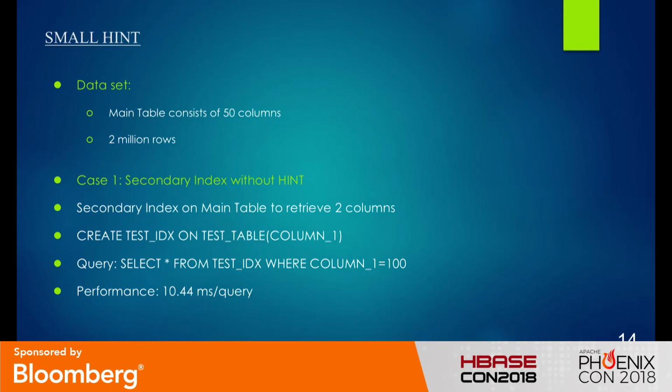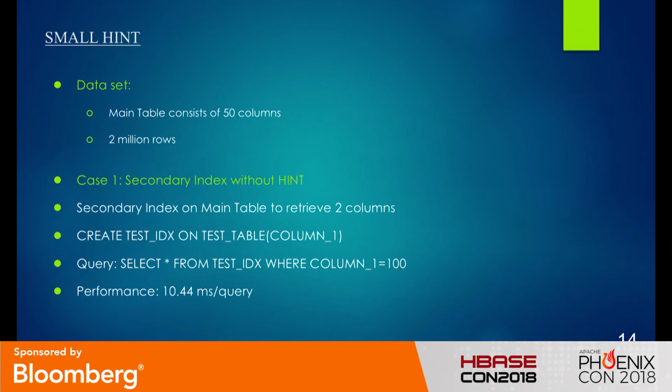We did this on a data set of 2 million records, and we had a table wherein it had 50 columns. So there are 3 scenarios on which we showed how small hint actually improves the performance. First, we just did a secondary index on the main table without any hint. As we know with index tables, whenever we create an index table, it makes the column on which we create the index the row key of the index table, and the primary key of the main table a column in the index table.